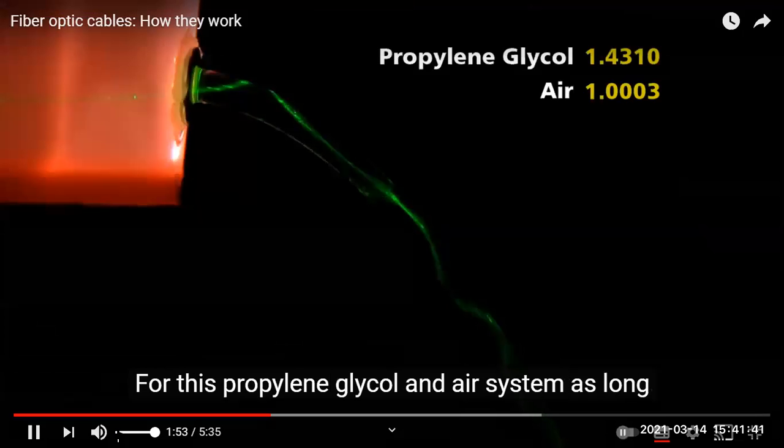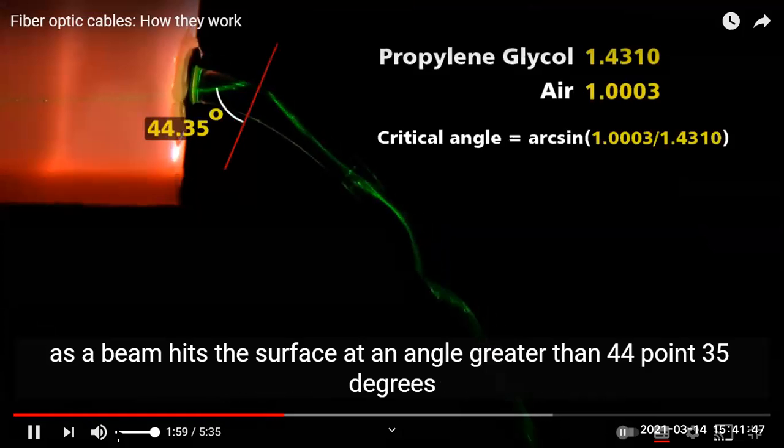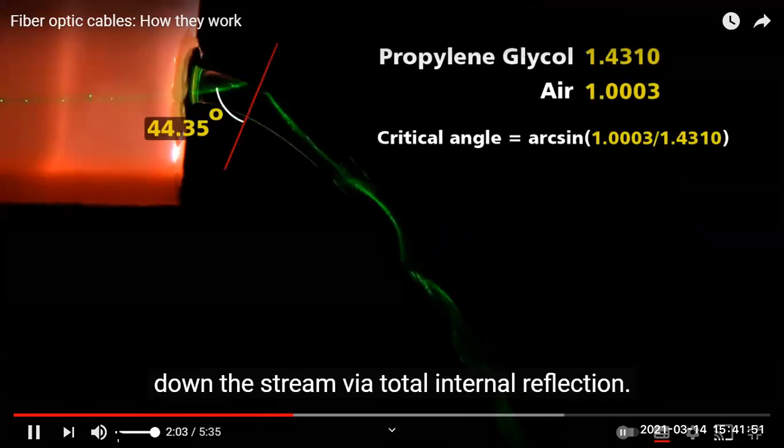For this propylene glycol and air system, as long as a beam hits the surface at an angle greater than 44.35 degrees, measured from the normal, it will propagate down the stream via total internal reflection.